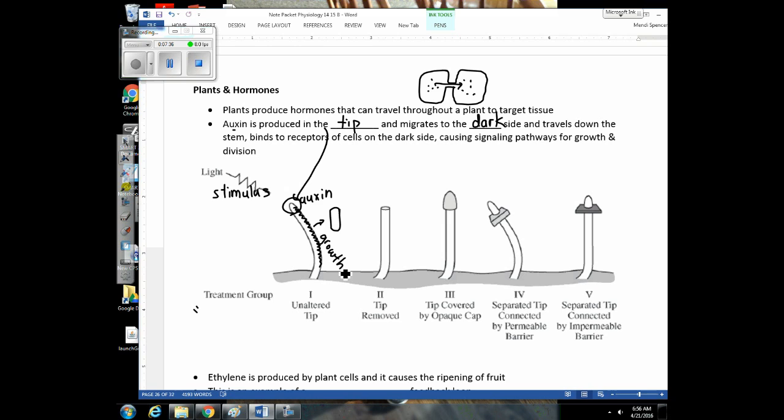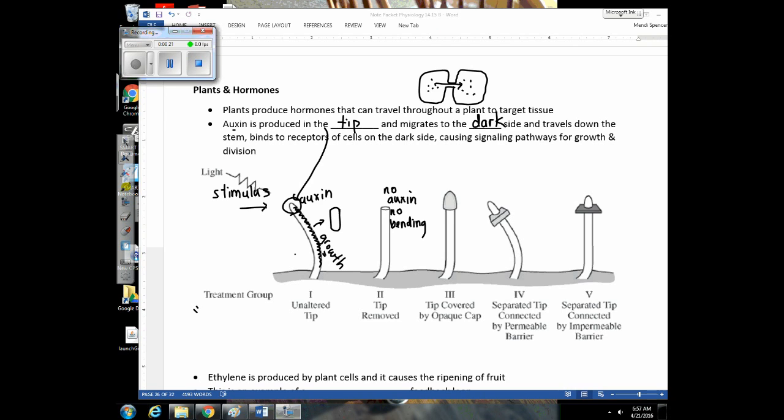If we have more growth over here compared to here, then that plant is going to bend towards the light. That's why the light is being shown coming from this direction. The plant is responding and bending so that it can grow towards that light source. Since the tip produces auxin, if we cut off the tip, no auxin, no bending, because it's the auxin that is actually causing this response in the plant.